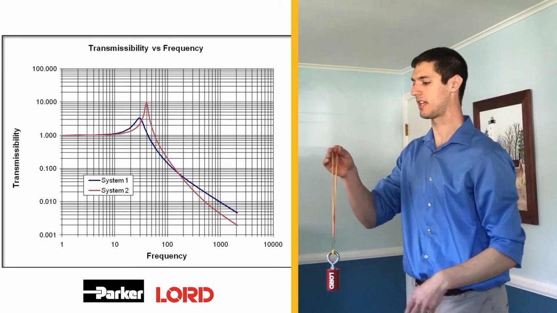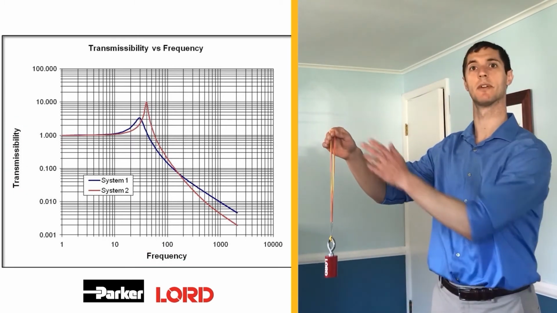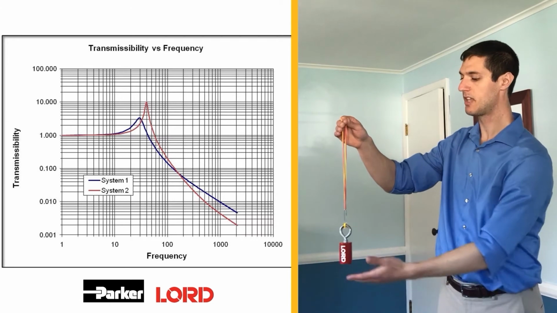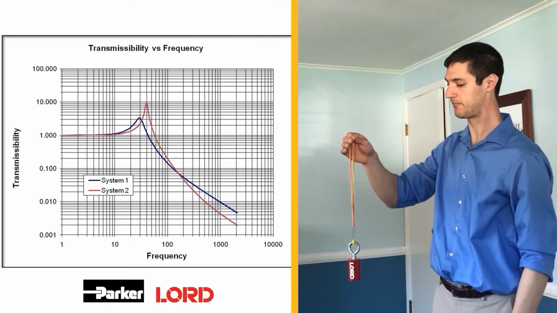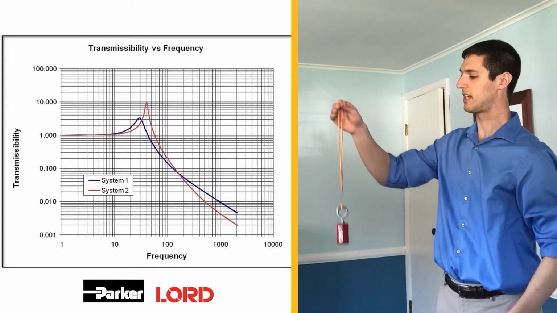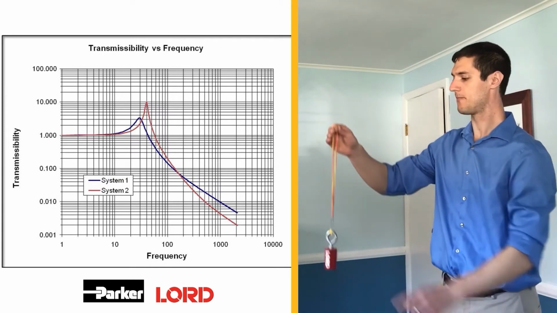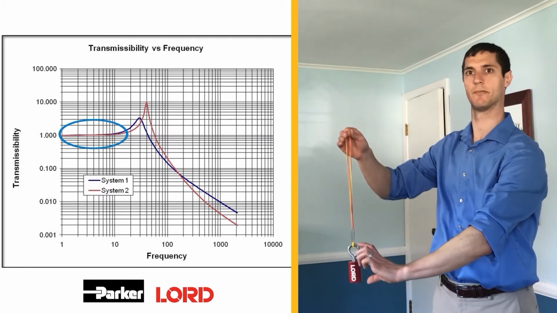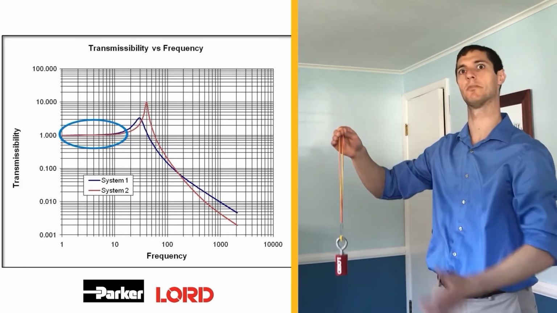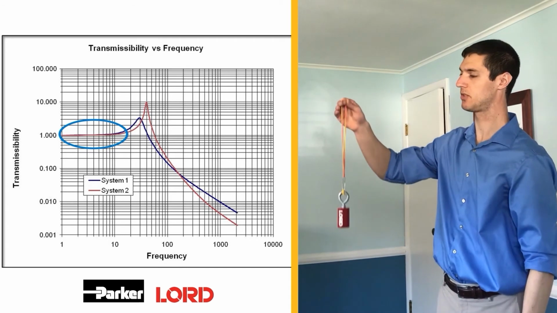We're going to represent that curve using my hand and this mass. My hand is going to represent the input, the mass is going to be the output, and the rubber band is going to represent an isolator. Starting from the left-hand side at very low frequencies, as I create an input, we see that it's approximately the same as the output. When we divide the output by input, transmissibility, we get approximately 1.